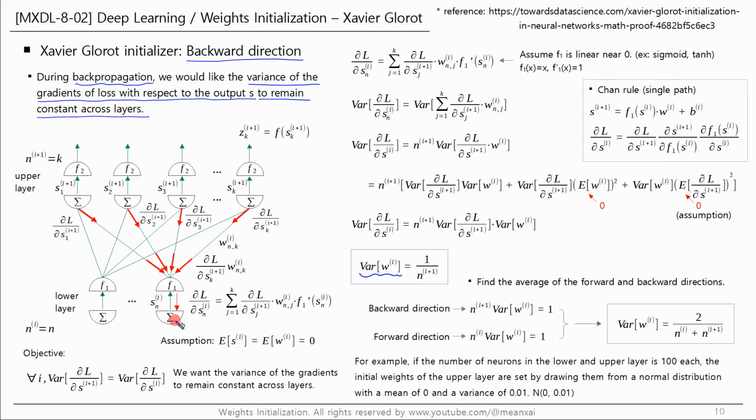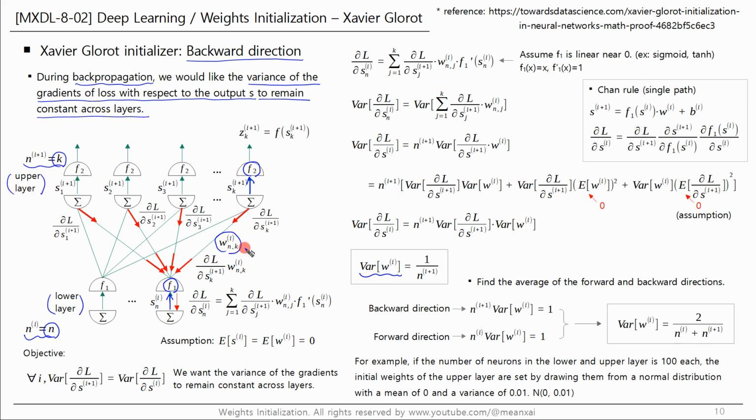Let's consider a subnetwork consisting of a lower layer and an upper layer, just like the previous page. There are N neurons in the lower layer and K neurons in the upper layer. In the lower layer, this output is Si, and in the upper layer, this output is Si plus 1. The activation function of the lower layer is F1, and the activation function of the upper layer is F2. The weight matrix between the lower and the upper layer is Wi. We would like to set the initial values of Wi efficiently.